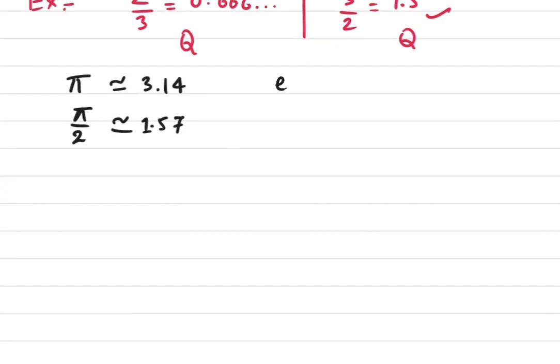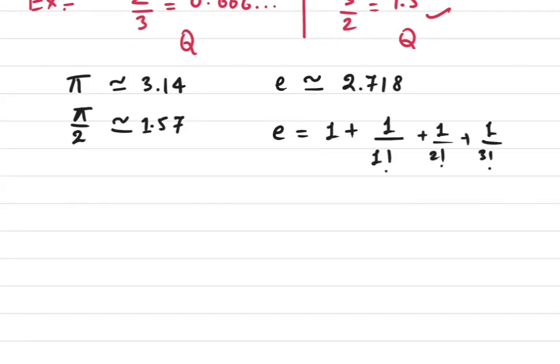Similarly, there is another irrational number called e, the Napier constant, whose approximate value is 2.718. And you should also know that e is nothing but a series: 1 plus 1 over 1 factorial plus 1 over 2 factorial plus 1 over 3 factorial plus so on and so forth. So the approximate value of e is nothing but 2.718.